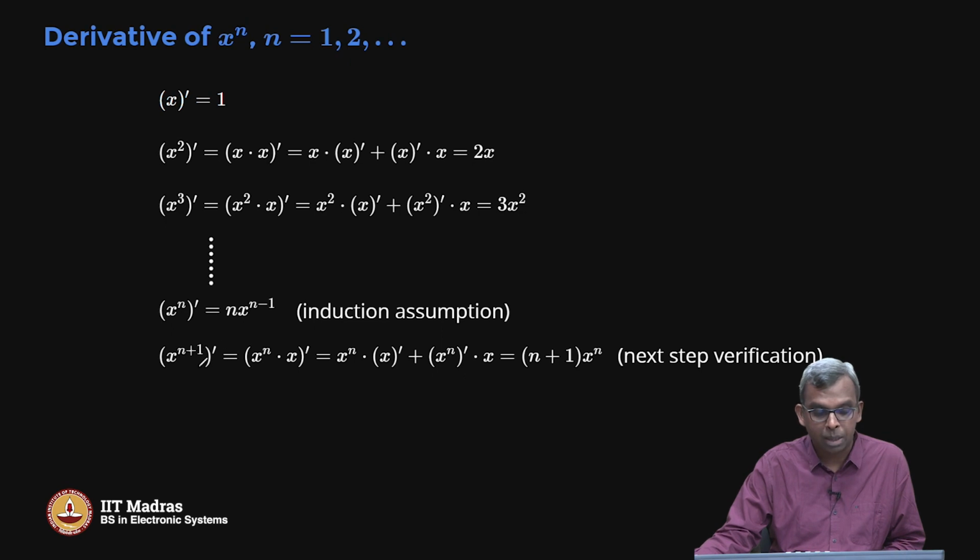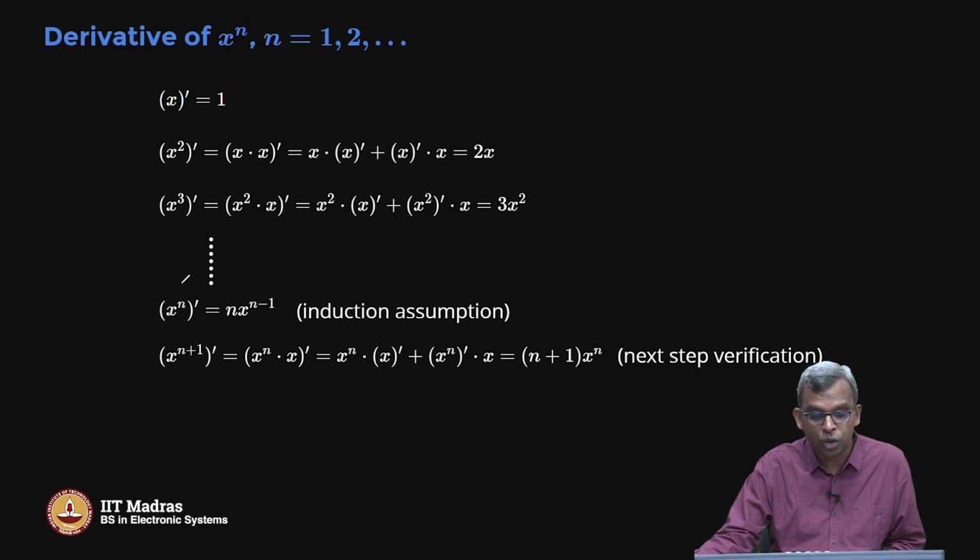Okay, notice what's going on here. X power n plus 1 prime. What is x bar n plus 1? It's x bar n times x. So it's a product rule again. X bar n times x whole derivative. It's x bar n times the derivative of x plus x bar n derivative times x. Now notice this x bar n derivative, by the induction assumption, I know it is n times x bar n minus 1. If I put n times x bar n minus 1, I get n x bar n. Here there is an x bar n, so I get n plus 1 x power n.